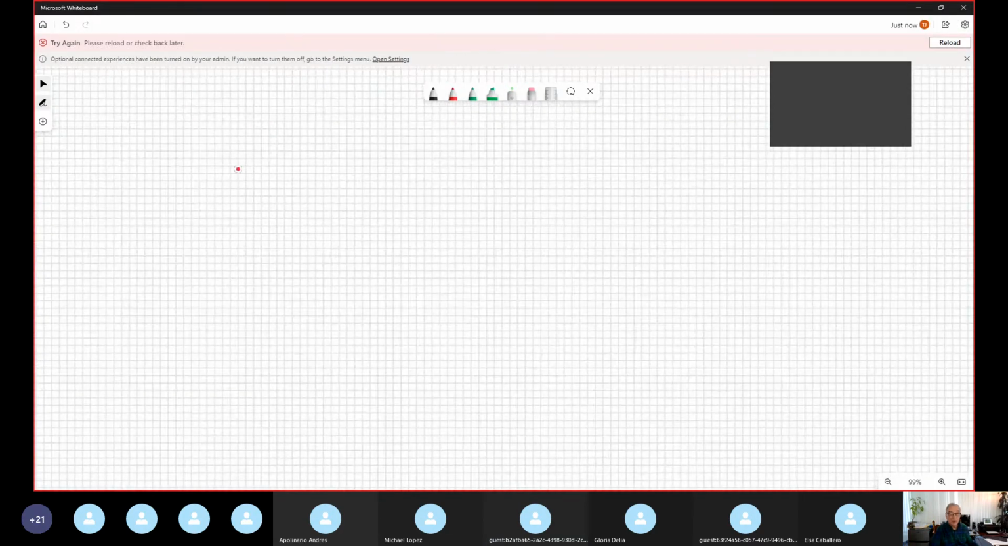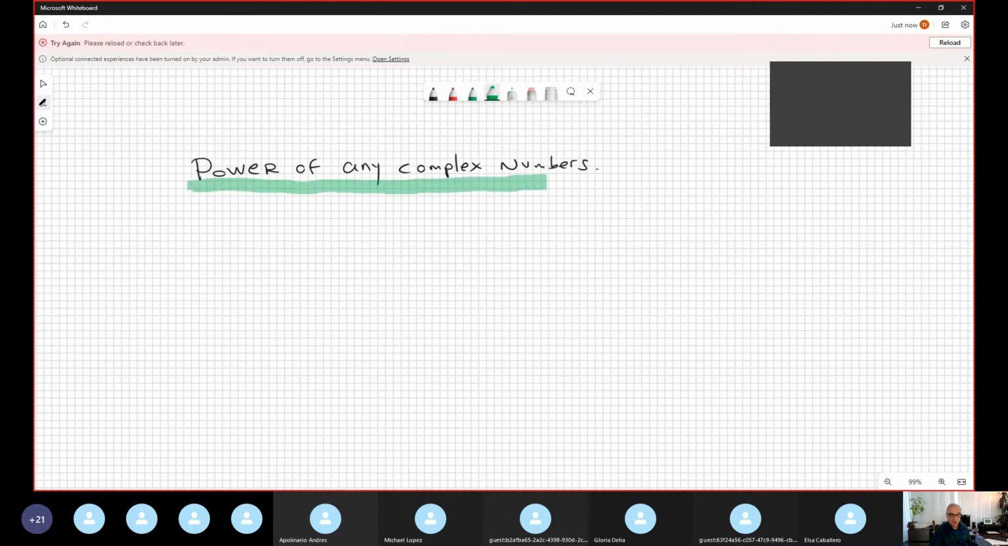Okay, now let's move on to any power of any complex number. In this topic, we raise any complex number to the second power, the third power. I bring two examples, because if the power is bigger than 2, 3, 4, this is too long. We just FOIL several times. Let's do 2 examples.